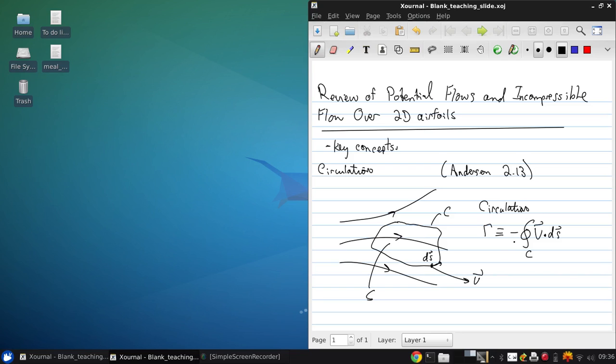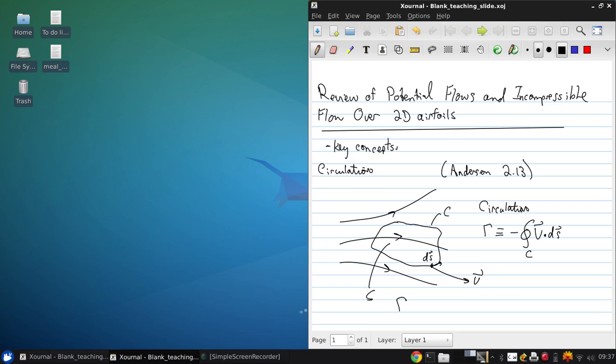This negative sign is an aerodynamic convention. The reason it's done is so that clockwise circulation is greater than zero, which is usually the direction of circulation we have in aerodynamic flows. So it's just a convenient addition to the definition to put the minus sign in here.